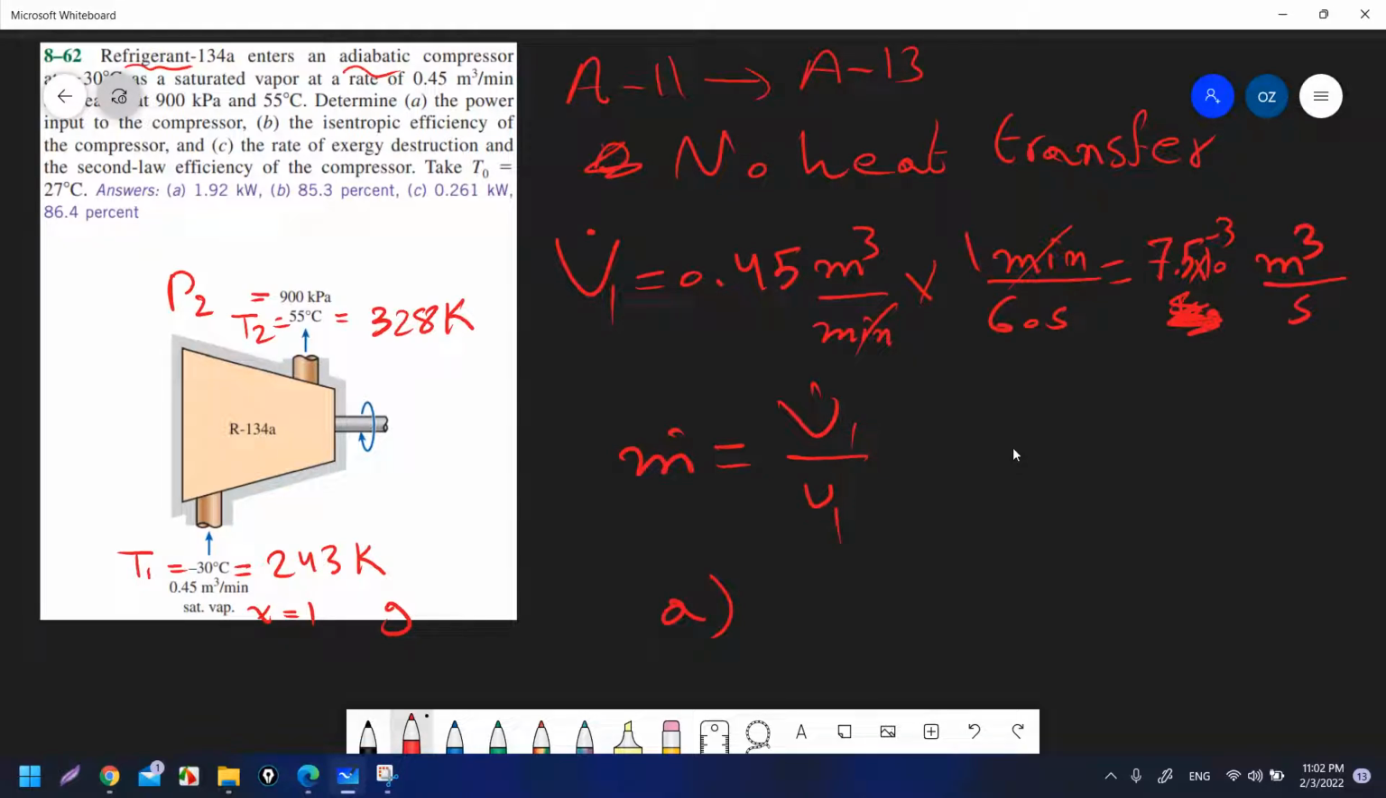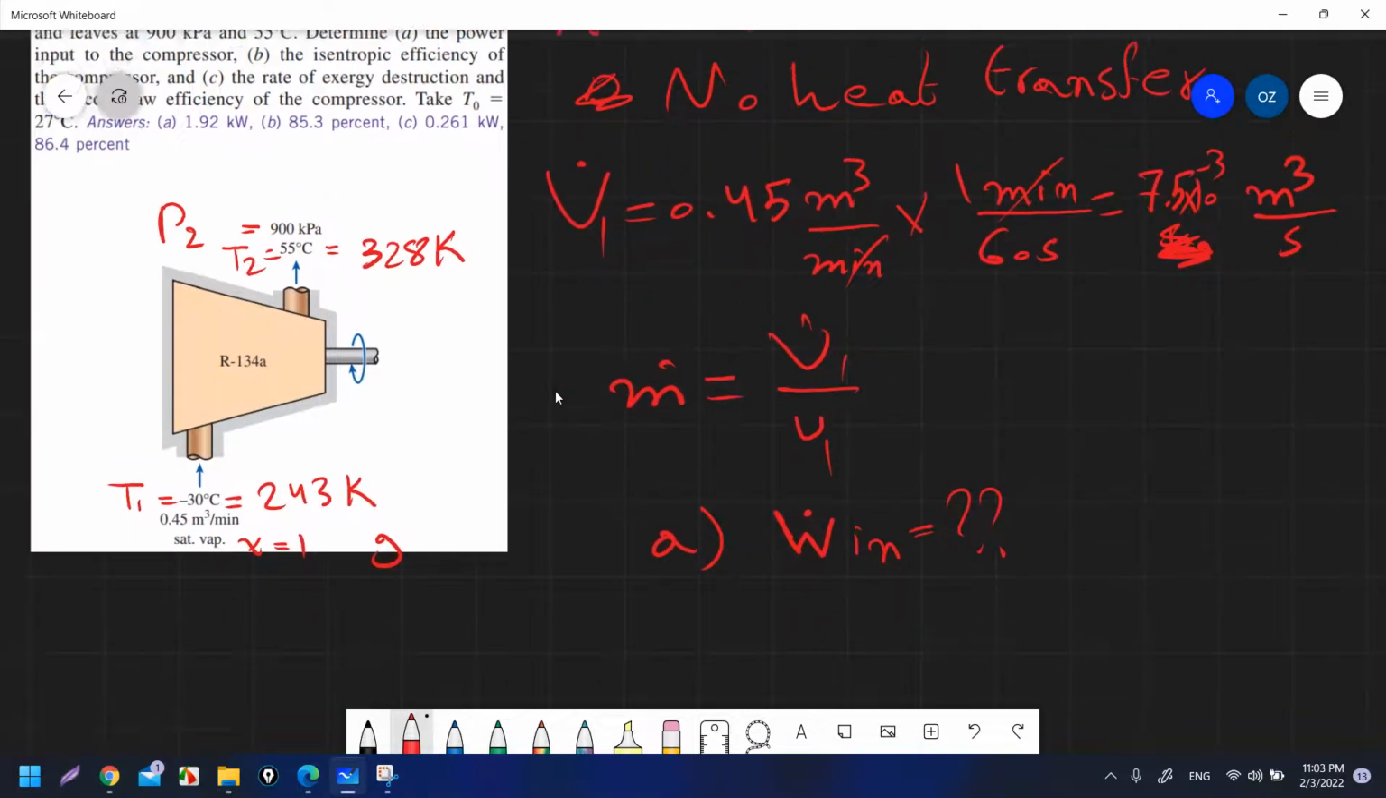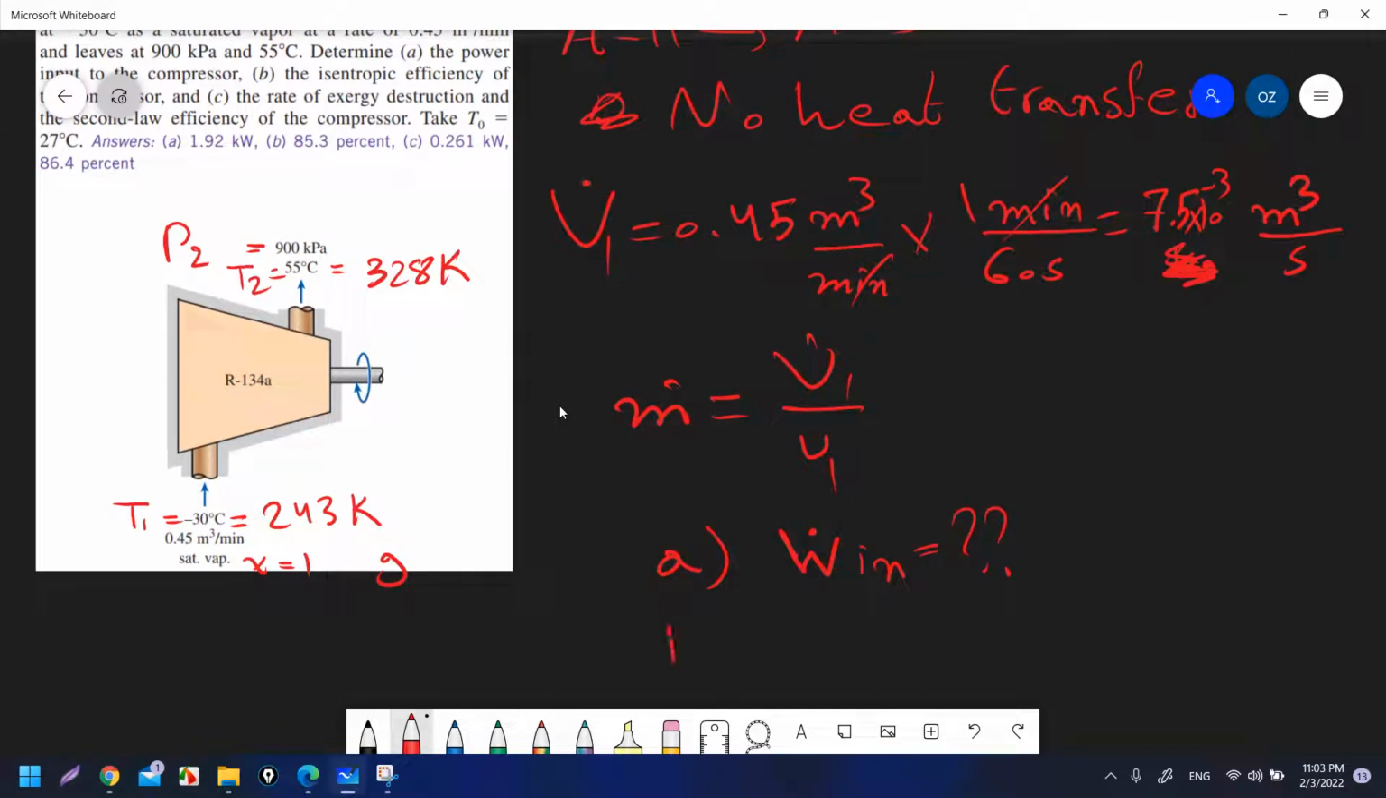He didn't mention anything about reversible. Usually we solve for reversible, but if he didn't mention anything, first it is the actual one. Okay, work dot, it is dot because it is power, but it's not reversible. It is in because it is a compressor, even if he didn't say input. Okay, and B, the isentropic efficiency. Isentropic efficiency, it is not the second law efficiency. Isentropic efficiency is eta C for the compressor.